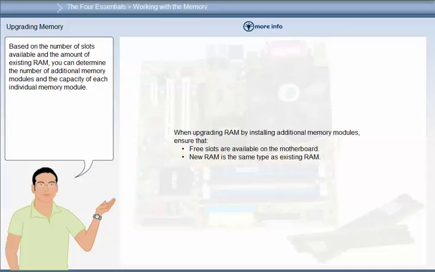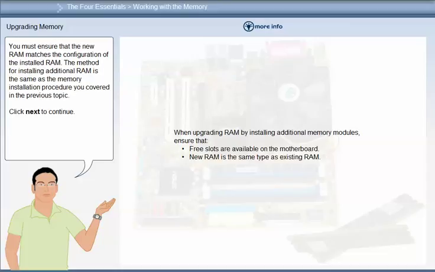Based on the number of slots available and the amount of existing RAM, you can determine the number of additional memory modules and the capacity of each individual memory module. You must ensure that the new RAM matches the configuration of the installed RAM. The method for installing additional RAM is the same as the memory installation procedure you covered in the previous topic.